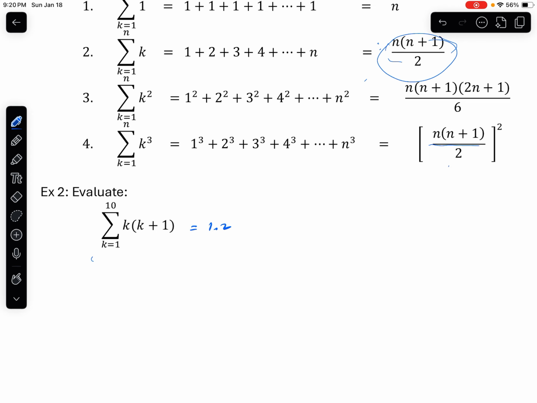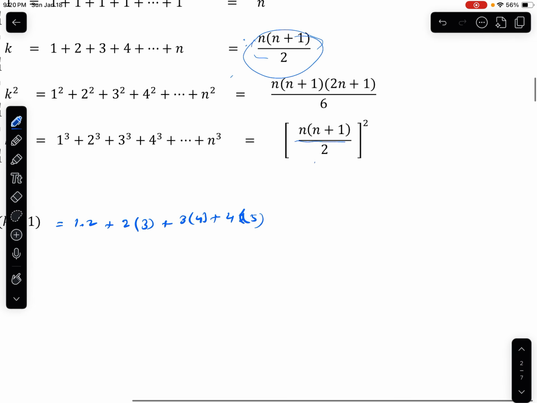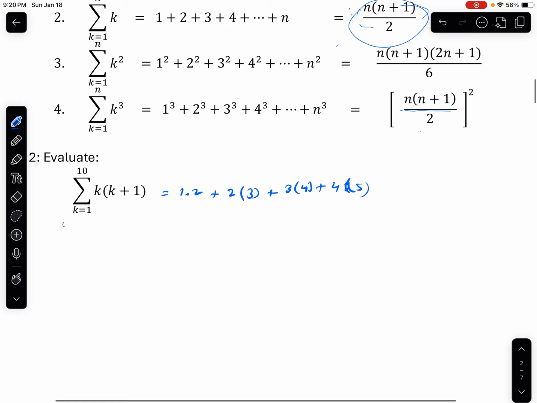Plus, the next value k is going to take is 2, so it will give you 2 times 3, plus the next value k is going to take is 3, so we get 3 times 4, plus 4 times 5. But can you see this is so long? It is going to take a lot of work because we have to go up to 10. Well, you can try it at home maybe, but let's look at it in some other ways.